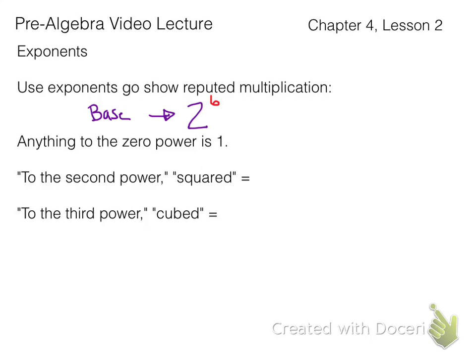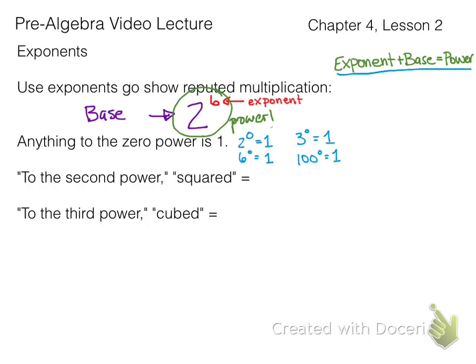All right. So the big number in an exponent is called the base. The small number is called the exponent, and when you have a base and exponent together, it's called the power. So that's the power.